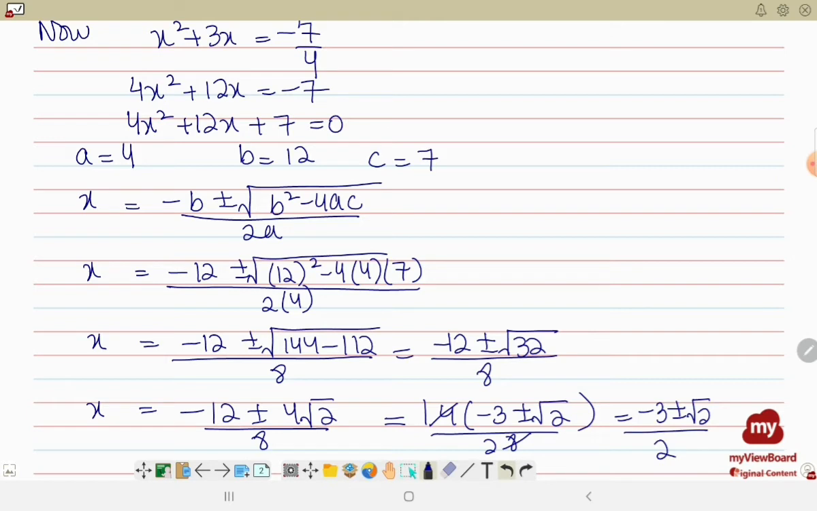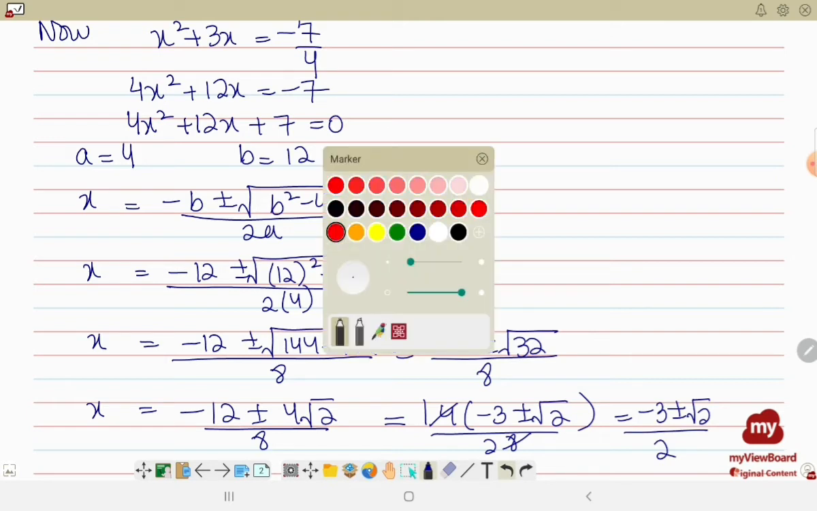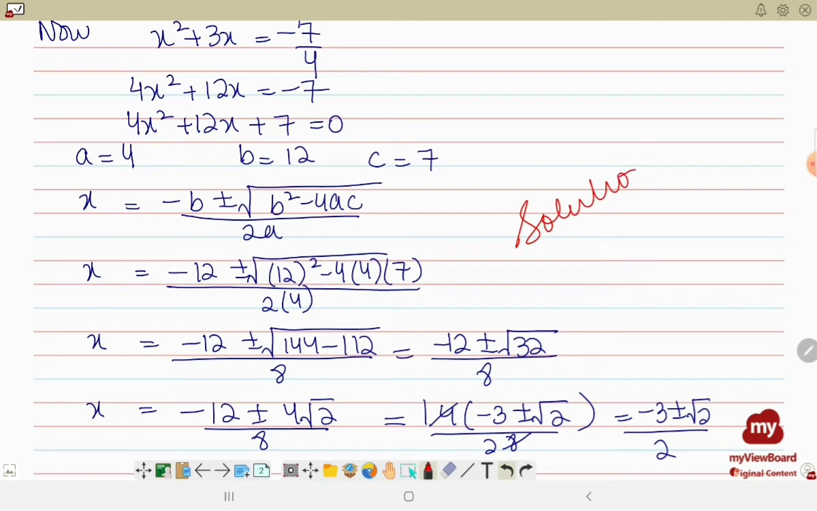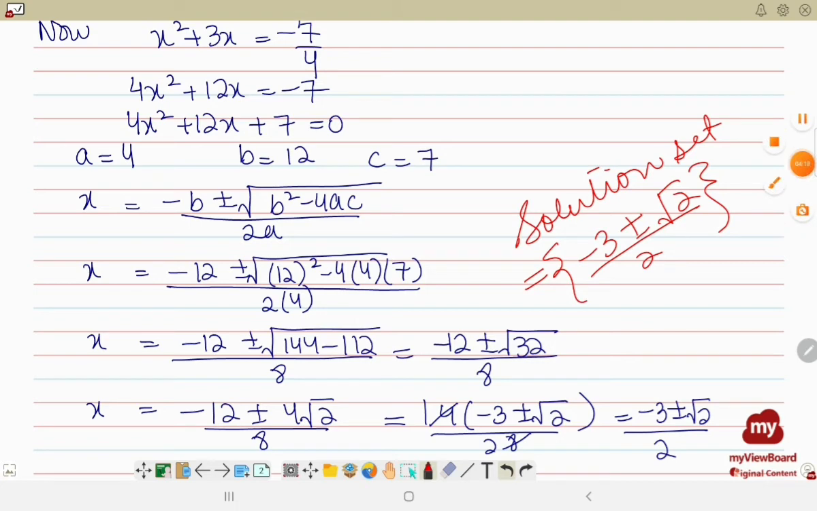So at the end we just have to write down the solution set. Solution set is going to be minus 3 plus minus under root 2 divided by 2. Hope you understand each step of working.